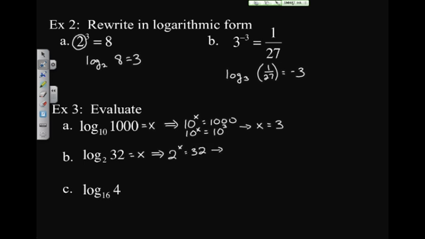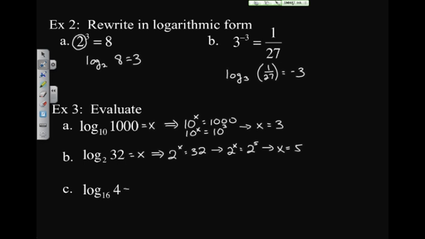And continuing along that line of thought, 2 to the x power equals 32 is a power of 2. 2, 4, 2 cubed is 8, 2 to the 4th power is 16. 2 to the 5th power is 32. So that tells us that our answer is x equals 5. So the evaluation of log base 2 of 32 is 5.